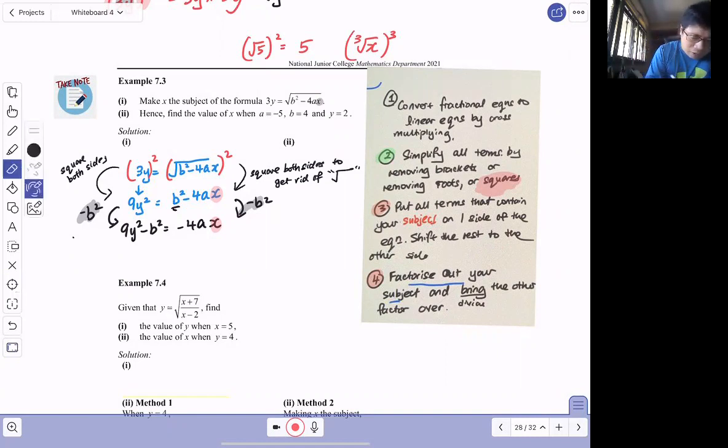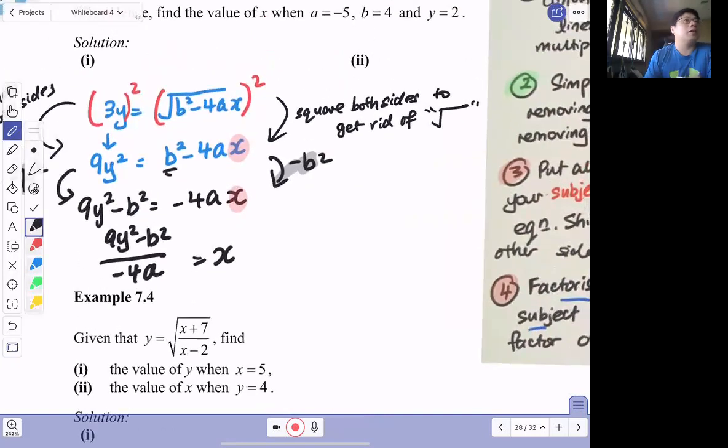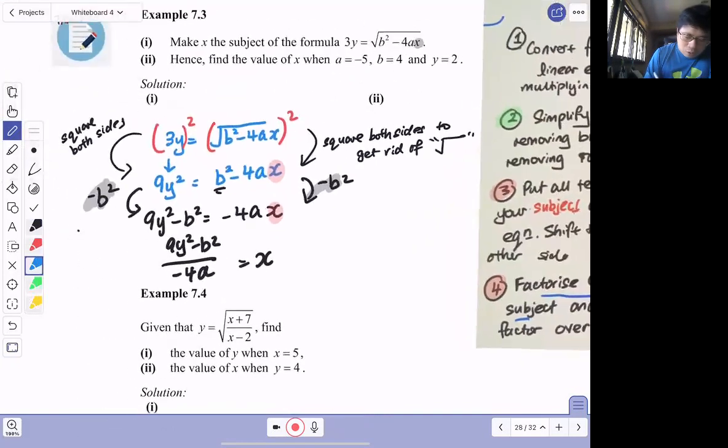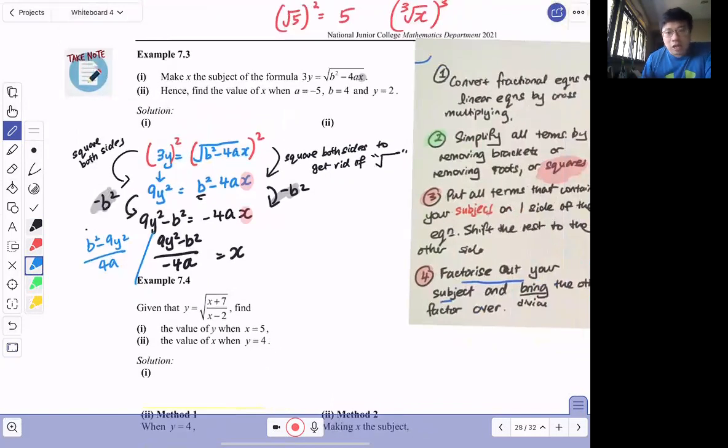Could be. Okay, so after that, you take 9y squared divided by negative 4a. That will give you x. So this one will be your answer already. Alternatively, you can also say that the answer is b squared minus 9y squared over 4a. Both are okay. Let's label this as 7.3. The answer for part 2 should be 1. The answer for part 2 will be 1. This is for 7.3.